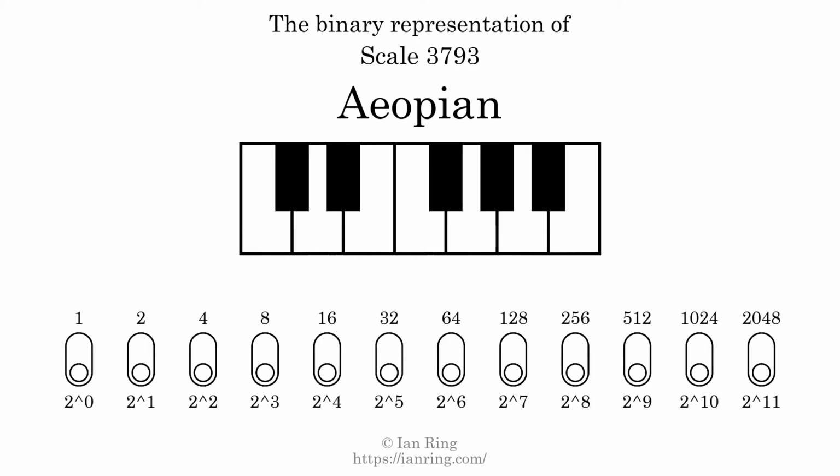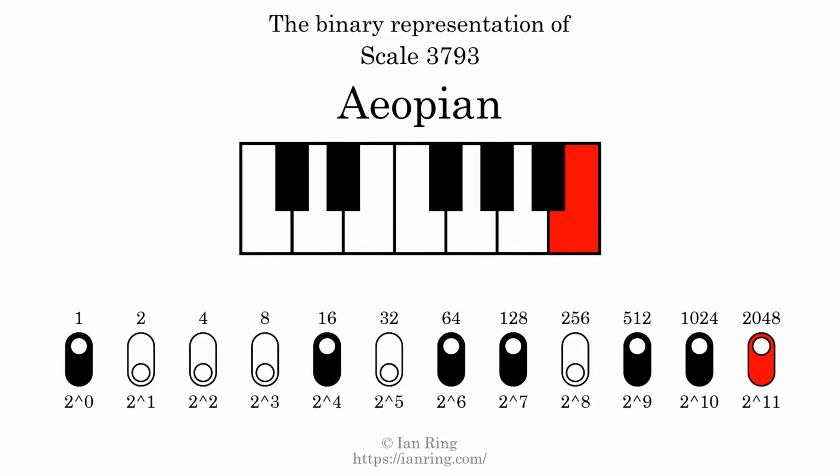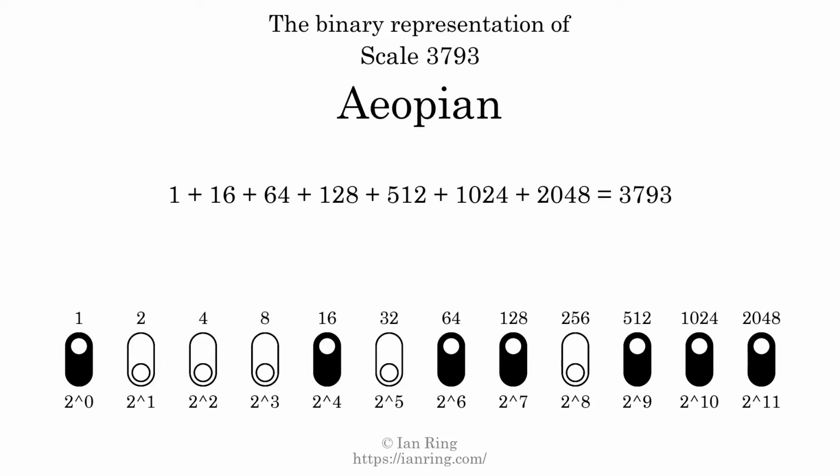The binary representation of this scale is determined by mapping tones of the scale to binary digits. Each binary digit represents a power of 2. To get the scale number, we add the powers of 2 together. The powers of 2 that are present in the scale, all added together, equals 3793. That is why the scale number, in decimal, is 3793.